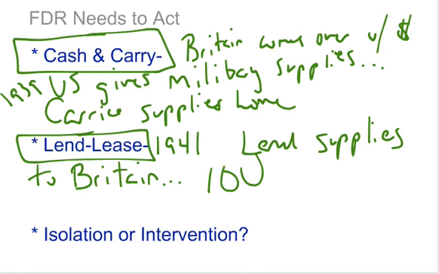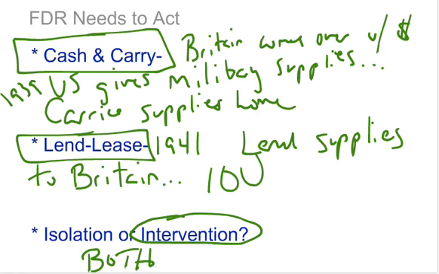Why do we do Lend-Lease? Because we realize that Germany is becoming more and more of a threat, and we are doing whatever we can without getting directly involved in World War II to make sure that we stay out. Now, is this isolation or intervention? Well, it's both. A lot of people in America who were isolationists felt that this was a sense of intervention. And they thought that if Hitler realized that we were giving these materials to Britain, that Hitler would eventually come after us. So more people felt it was intervention than isolation, but this was FDR's brilliant way of trying to get involved with the war, but at the same time stay out.